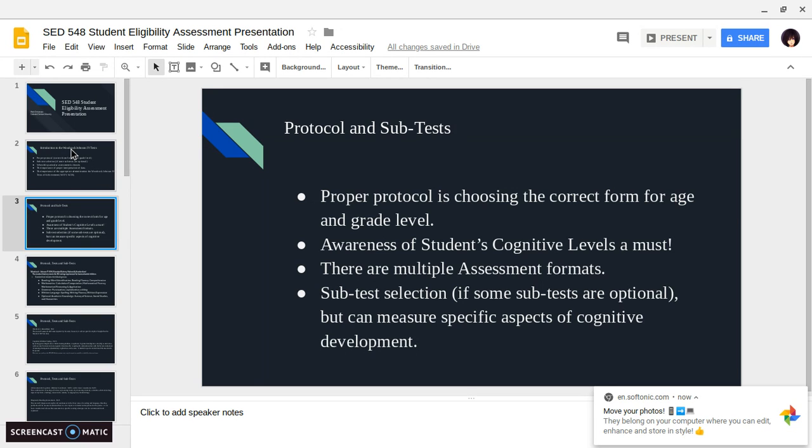If you give a test and it's too easy, you're able to trial and error and work your way up. Awareness of the student's cognitive levels is a must, as I just stated. There are multiple assessment formats, which we'll go into detail later. The subtest selection, as we get more into detail of each test, not just the kinds of tests, gives us a broad outline of the student's cognitive ability. So we're able to ascertain deficiencies. Where's the processing breakdown? Is it in integration or is it in application?